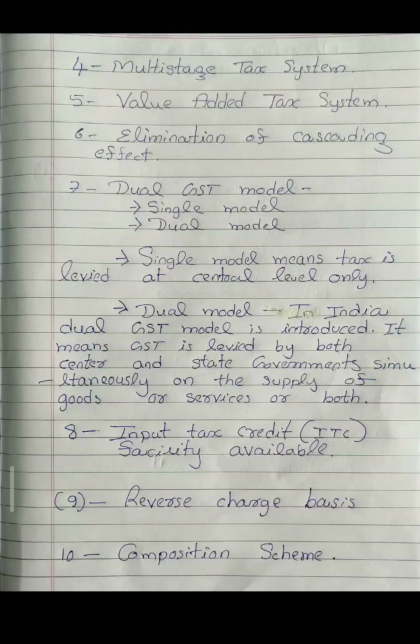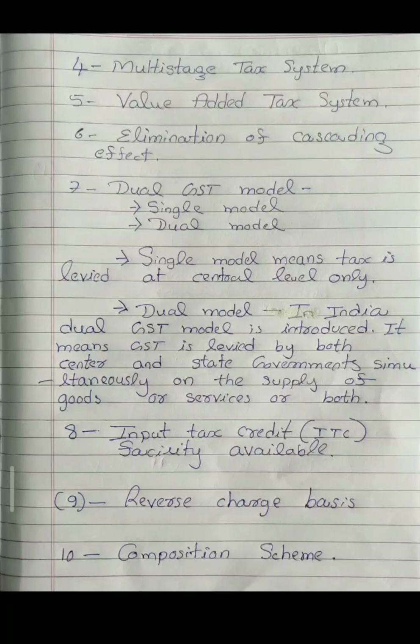Actually, under GST models there are two types, single model and dual model. If GST is framed, controlled or charged at the central level only, or the central government is solely responsible, then that kind of GST is called a single model. But in India, all states are under the same rule. That is the dual GST model. Dual GST model means GST is levied by both the central government and the state government simultaneously.